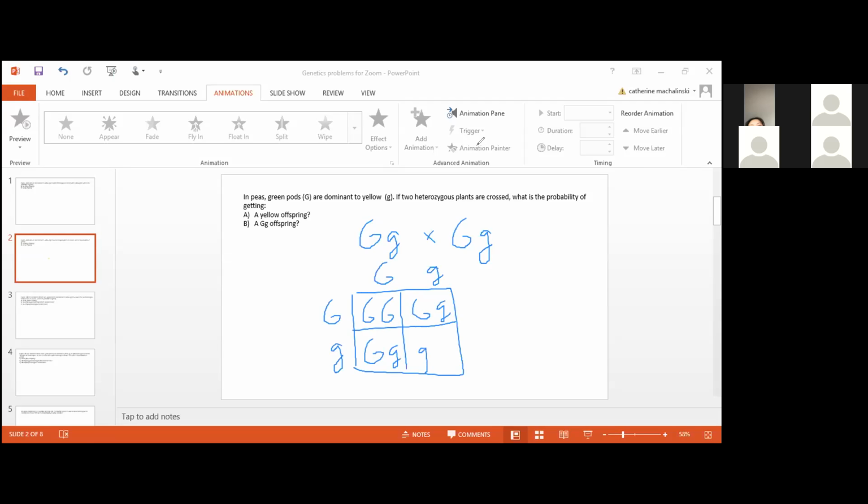we get this. So in this case, yellow only happened 1 out of 4. So yellow is 1/4. Big G, little g happened 2 out of 4, which is 1/2. Okay. So simple enough. You just figure out the parents' genotypes and do your Punnett Square.